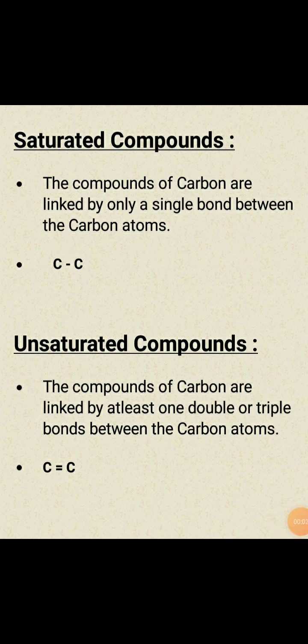Let us now talk about saturated and unsaturated compounds in detail. First of all, we will look at saturated compounds. The compounds of carbon which are linked by only a single bond between the carbon atoms are known as saturated compounds, which means these atoms will be sharing only one electron.